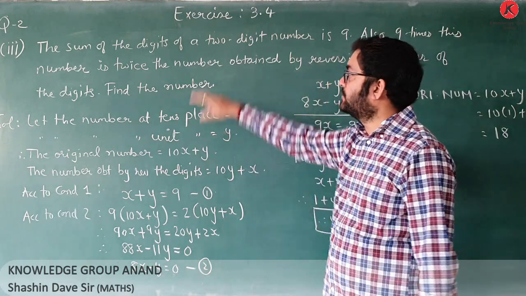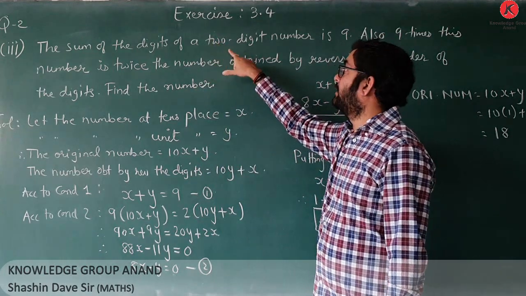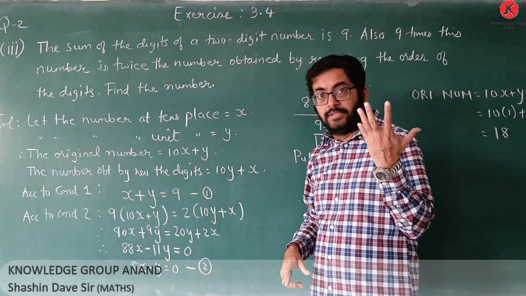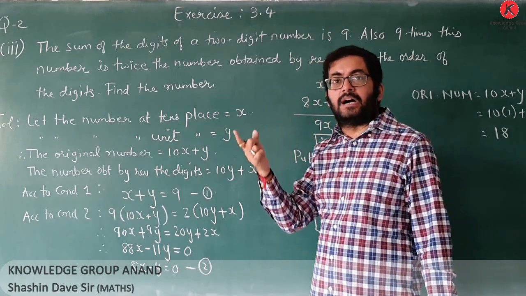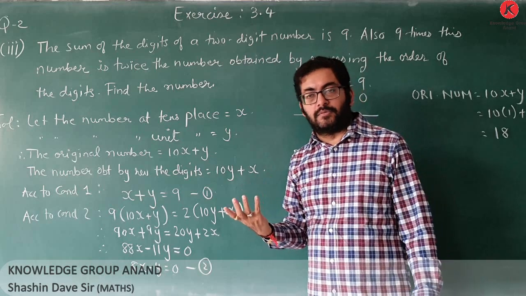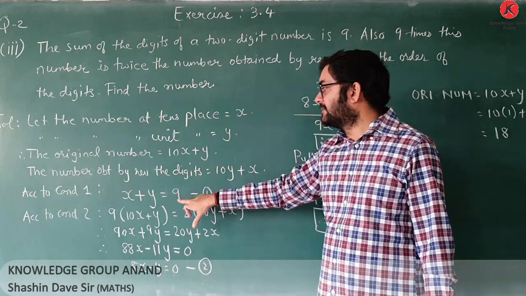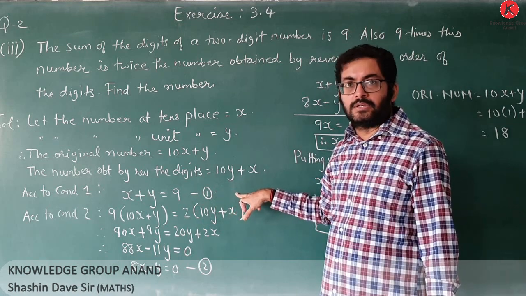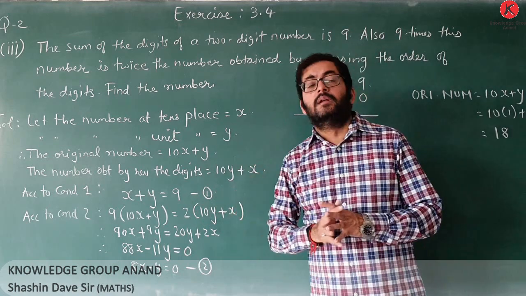What is our first condition? The sum of the digits of a two-digit number is 9. So, what are the two digits? One digit is x, another digit is y. Their sum is 9. So, first equation becomes very, very simple. That is x plus y is equal to 9. That is my equation number 1 based on condition number 1.